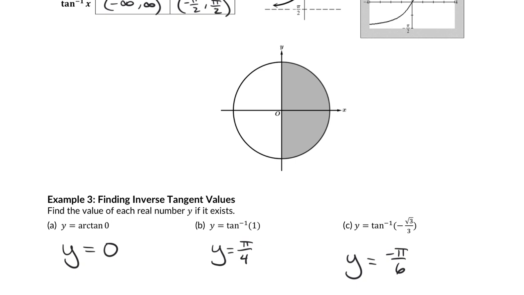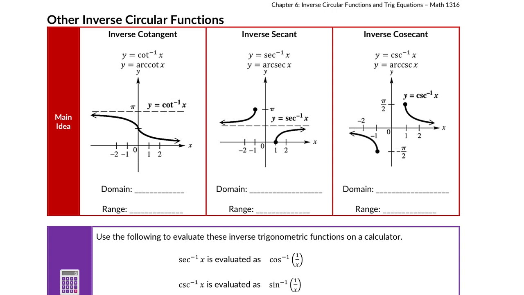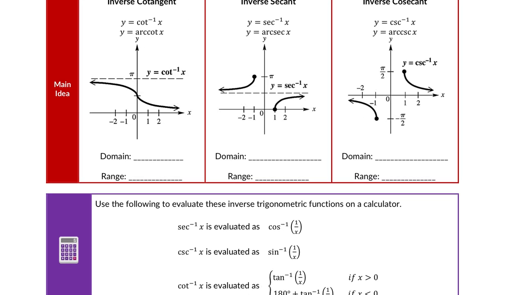If we keep going, we can also do the inverse functions for secant, cosecant, and cotangent. I'll be honest, these are not as popular as the other ones, but we still can do them. If we look at inverse cotangent, this is what it actually looks like, and then we have inverse secant, inverse cosecant. They're just not as popularly used, so I'm not all that worried about it. The domain of inverse cotangent is from negative infinity to infinity, and its range is from 0 to pi.